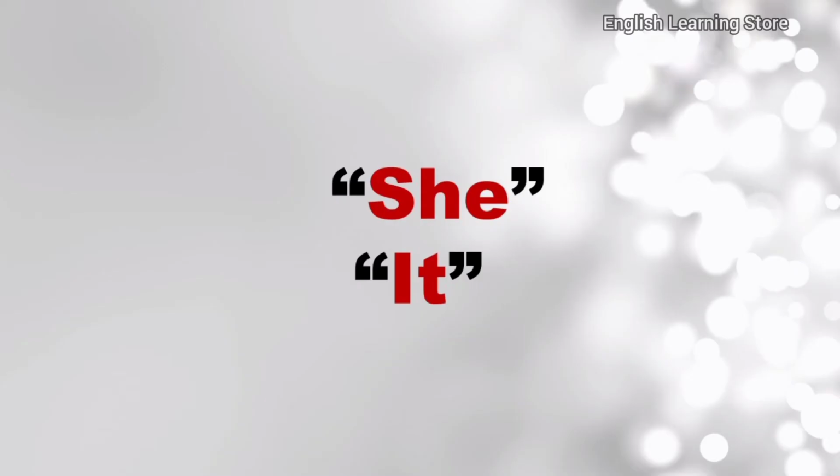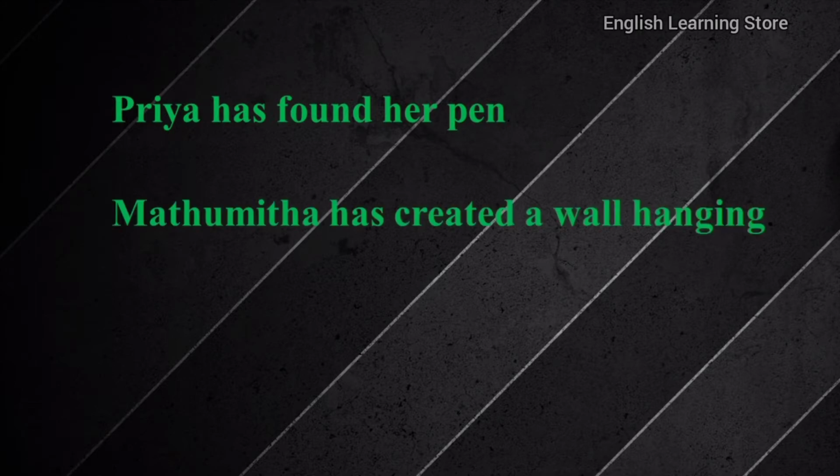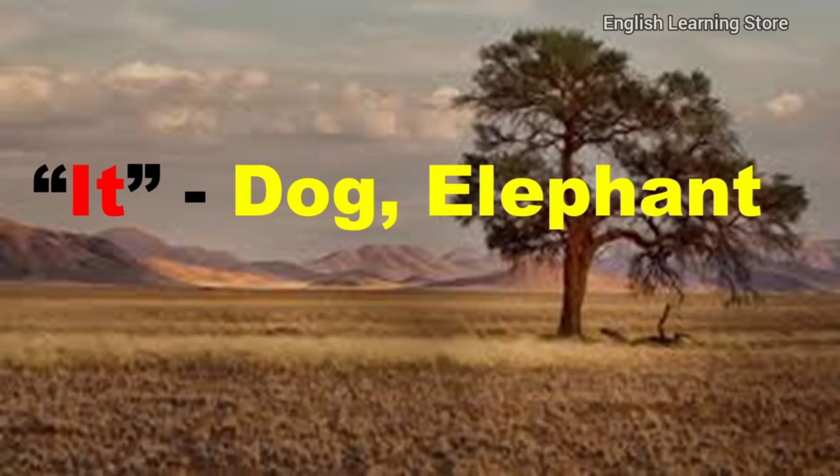The same rule is for she and it. If you are using names instead of she, you have to use only has. For example, Priya has found her pen. Madhumita has created a wall hanging. In these sentences, instead of she, I have used Priya and Madhumita, and I have used only has: Priya has and Madhumita has. When it comes to it, we use it instead of animals and plants.